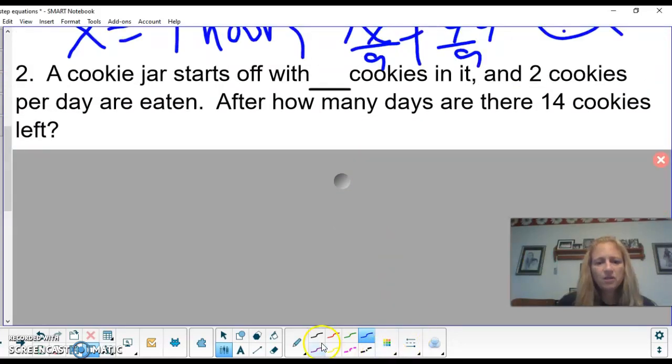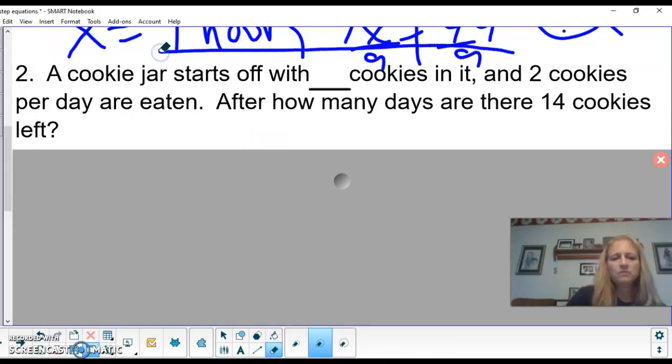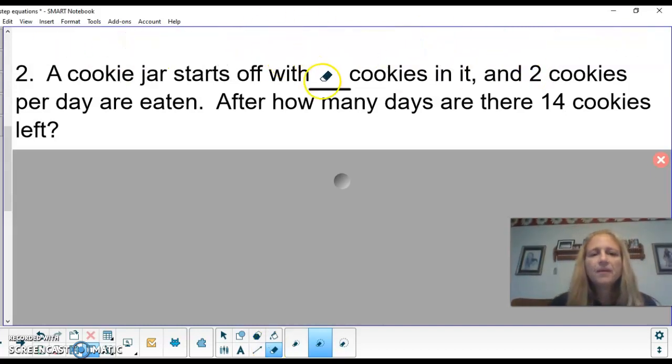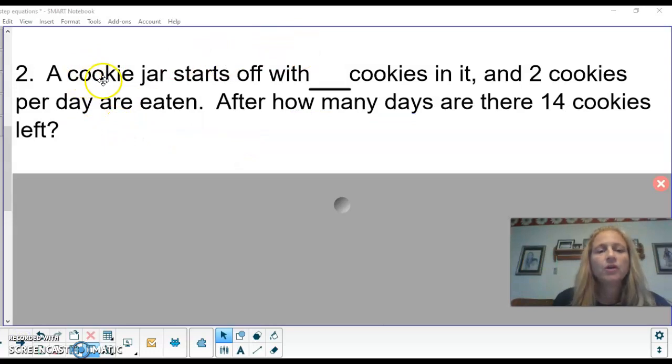A cookie jar. Let me get rid of all of it. Oh, let me get rid of this. That's going to annoy me there. Okay.